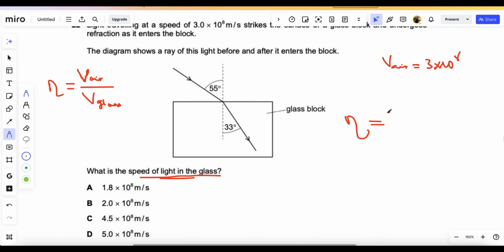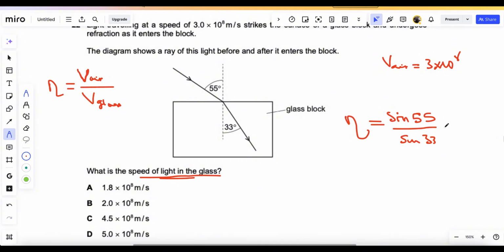the sine of the incident angle over sine of the refracted angle. But if it was coming from a denser one to a less dense, it would have been sine from here over sine of this one. So this is sine 55 over sine 33. So we have to solve this and see what we get overall.